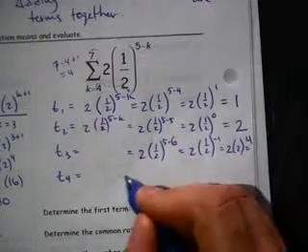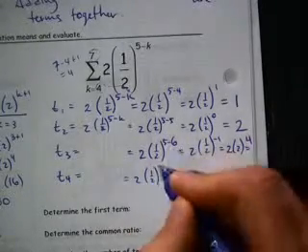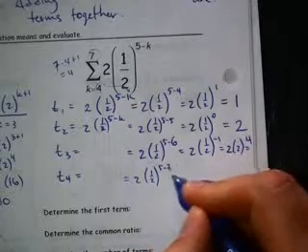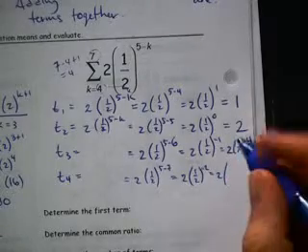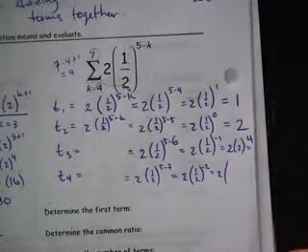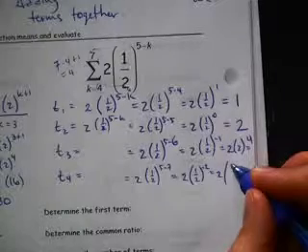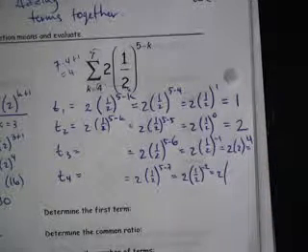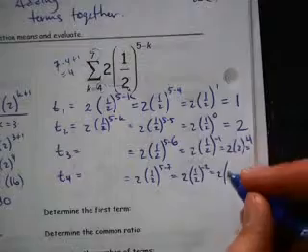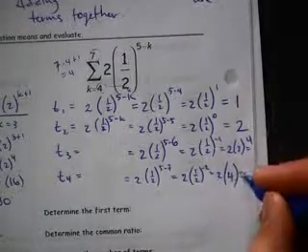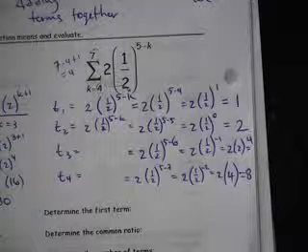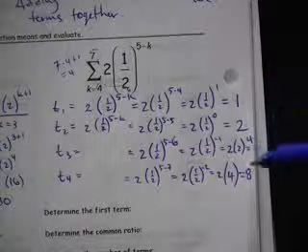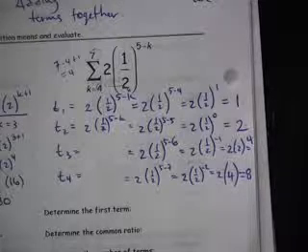And finally, 2 times a half to the 5 minus 7. 2 times a half to the minus 2. A half to the minus 2 is 1 over 1/4. So it's actually 4, which makes it 8. And isn't that kind of what we expect? Look at our results. 1, 2, 4, 8. What's the next one going to be?